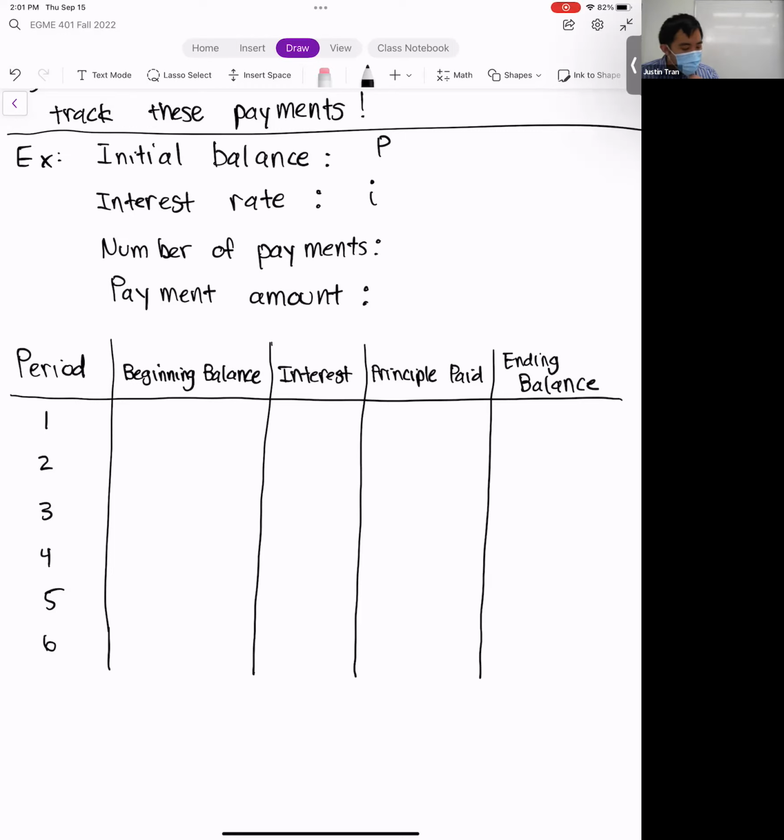Your interest rate is i, the same symbol that we've used for interest rate this whole time. Your number of payments is the number of time periods in your economic analysis, and so that's N. And then finally, your payment amount. Your payment amount is a uniform series conversion of your initial balance. And so we have A, which is equal to P times (A/P, i, N).